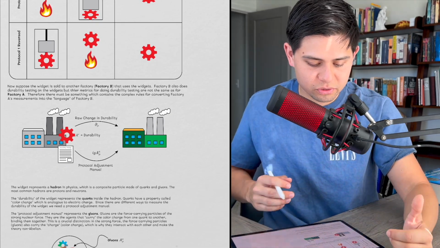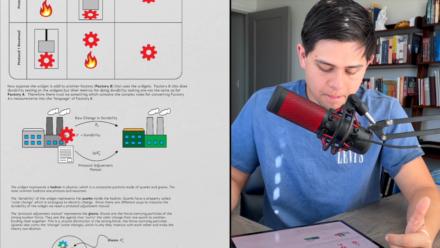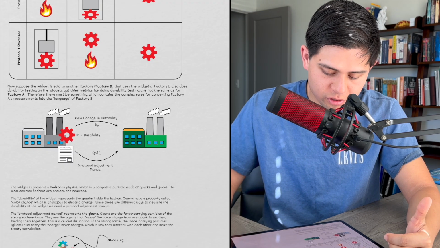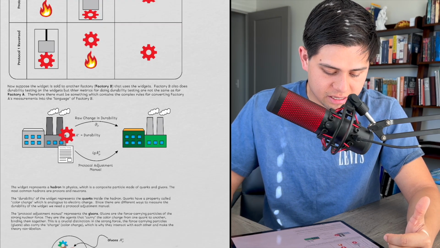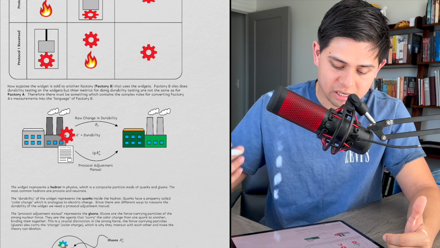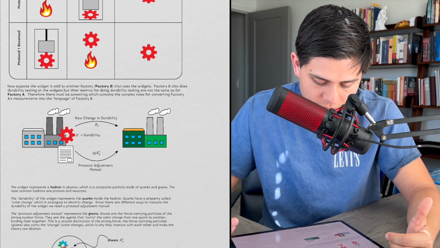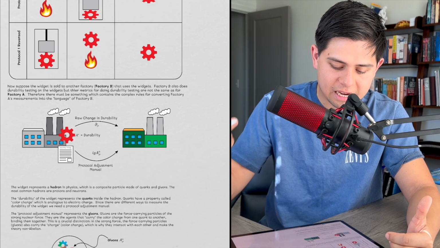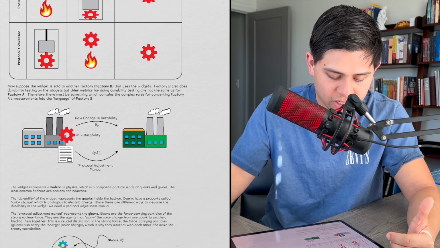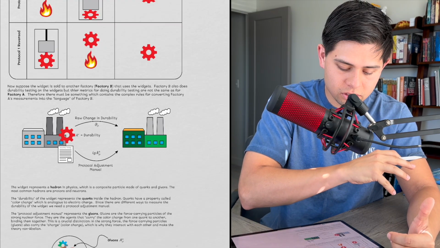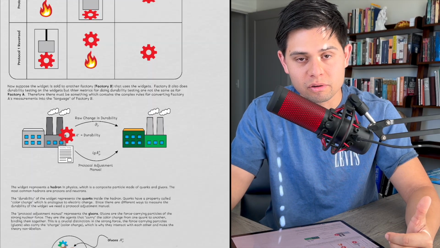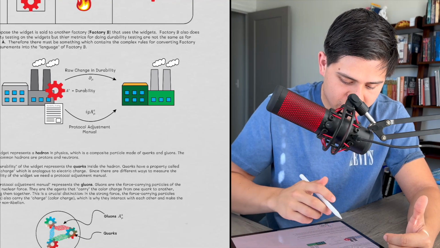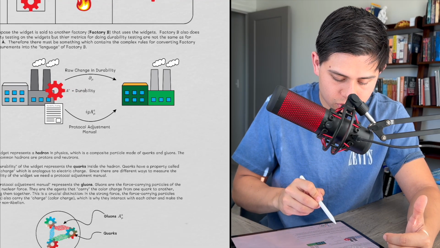So now suppose the widget was sold to another factory. This is going to be factory B. This factory uses the widgets as well. Factory B also does durability testing on the widgets, but their metrics for doing durability testing are not the same as for factory A. Therefore there must be something which contains the complex rules for converting factory A's measurements to the language for factory B. So here's the idea. The raw change in the durability, which was A mu.